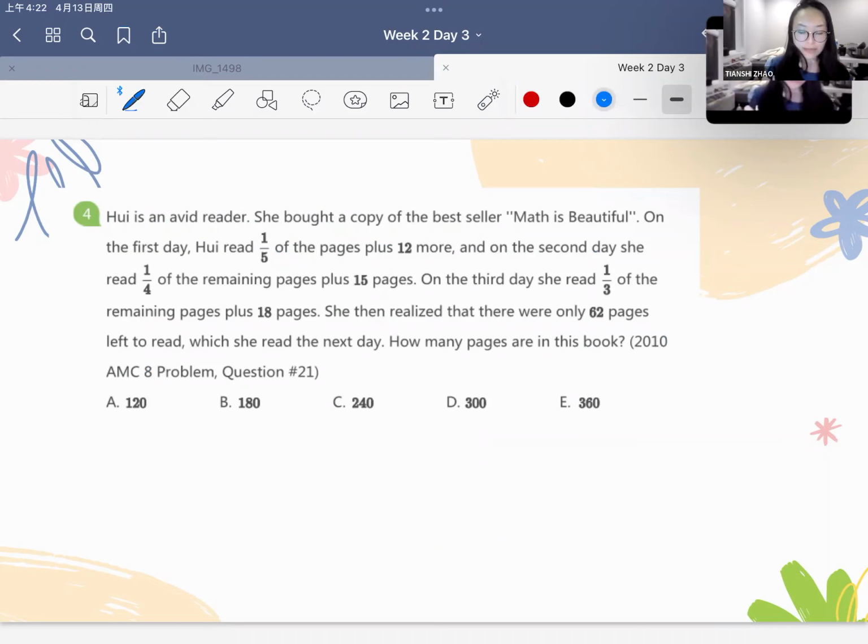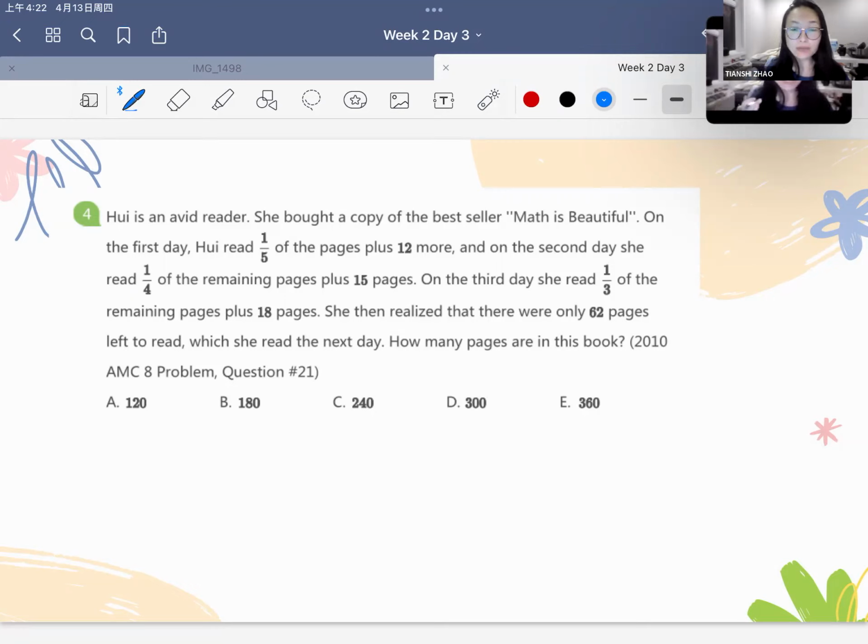Hui is an avid reader and he bought a copy of the bestseller Math is Beautiful. On the first day, Hui read 1/5 of the pages plus 12 more, and on the second day, he read 1/4 of the remaining pages plus 15 pages. And on the third day, he read 1/3 of the remaining pages plus 18 pages. He then realized that there are only 62 pages left to read, which he read the next day. So how many pages are there in this book?